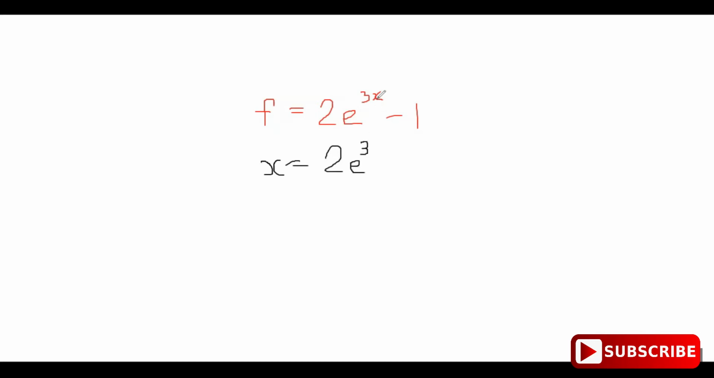to the 3y. Some people say y, I'm not going to say y, I'm going to say f inverse, minus 1. And so we add 1 to both sides, and so we get x plus 1, and then we divide by the 2. So x plus 1 divided by 2 is equal to e to the 3f inverse. And so now, to get the f inverse that we want, we take the natural log of both sides.